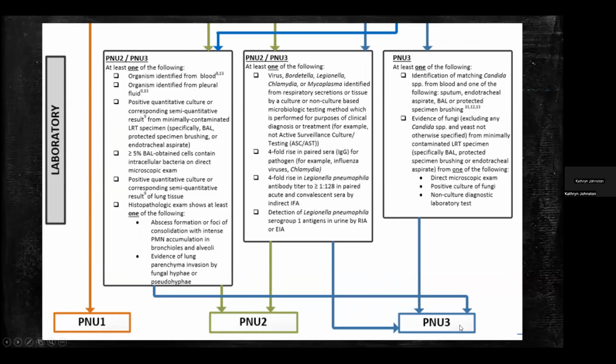It is important to note that a physician's diagnosis of pneumonia alone is not an acceptable criterion for healthcare-associated pneumonias. So unless they meet the components that are included in this flow diagram, then you cannot count it for surveillance purposes. You cannot count it as a pneumonia when you're conducting surveillance.